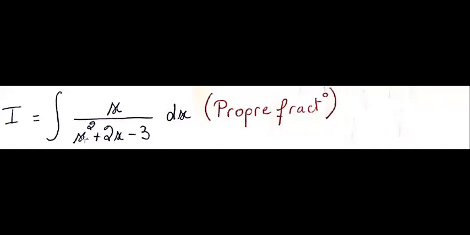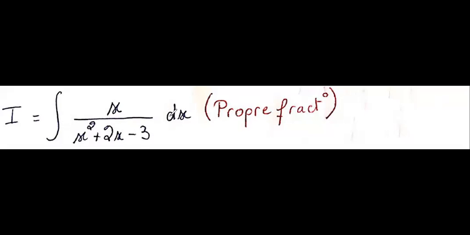Good morning. In this video, we are going to learn how we can integrate a fraction of polynomials. Most specifically, how do we integrate a proper fraction of polynomials? And by proper fraction, we mean that the degree of the numerator is strictly less than the degree of the denominator. So in our case here, the degree of the numerator is 1 and the degree of the denominator is 2.